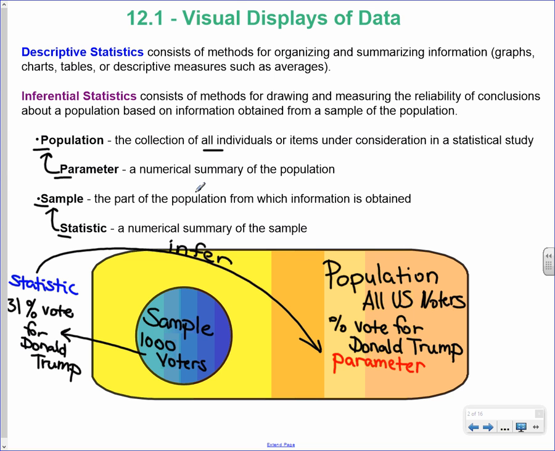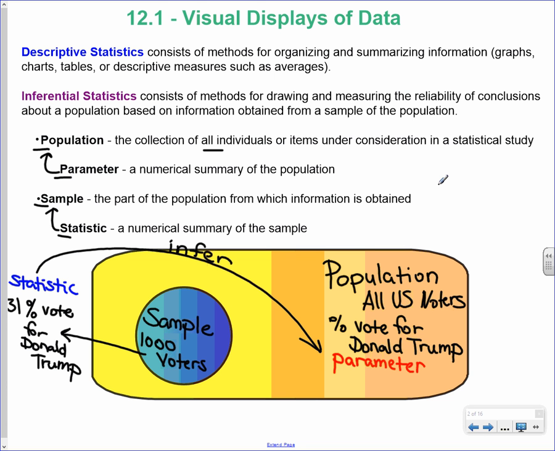A sample is the part of the population from which information is usually obtained. We typically know what a sample is. If they say I did a poll and I took a sample of 1,000 people, that's a sample, right? 1,000 people were chosen. The population, though, is the collection of all individuals or items under consideration in a statistical study. So that's the information that you actually want. You actually want to get the information from the entire population, but typically we don't have the time or the resources to be able to contact the entire population. So instead, we take a sample, which is a smaller group from the population, and we collect data from them.